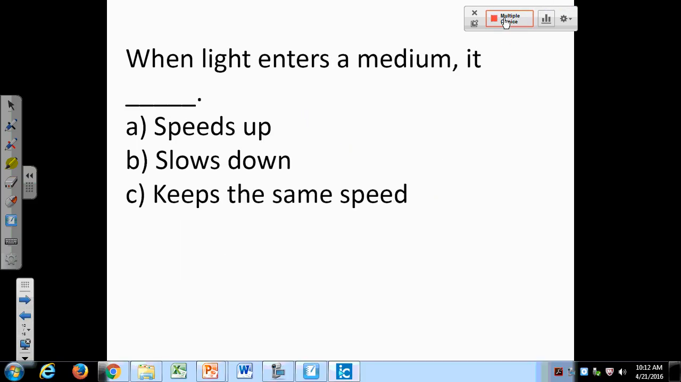When light enters a medium, that is, if it's in a vacuum and it enters a medium, what will it do? Will it speed up, slow down, or keep exactly the same speed?